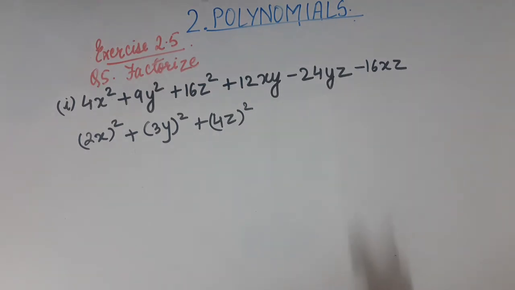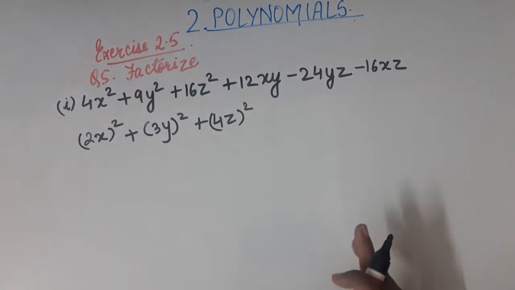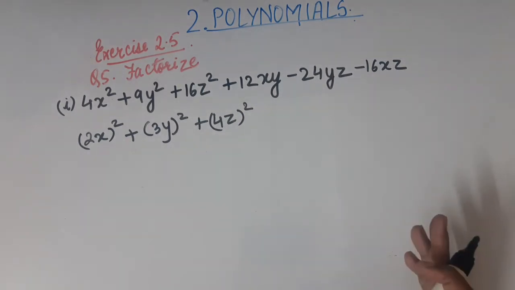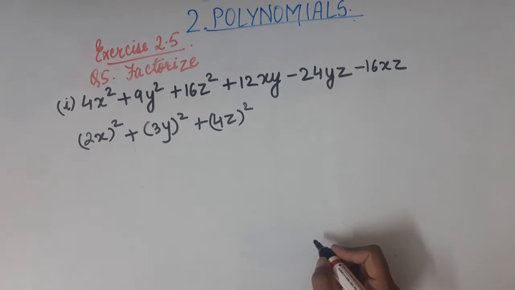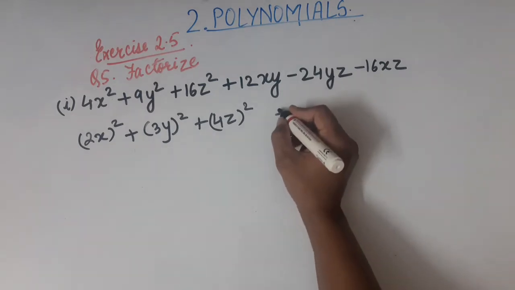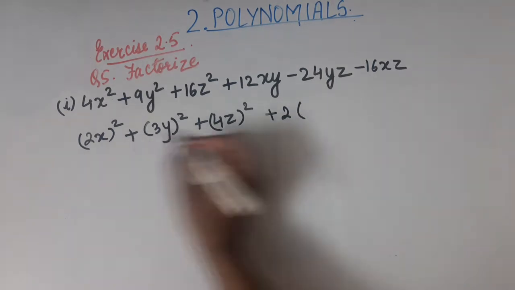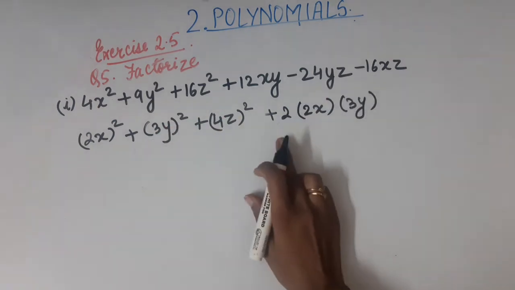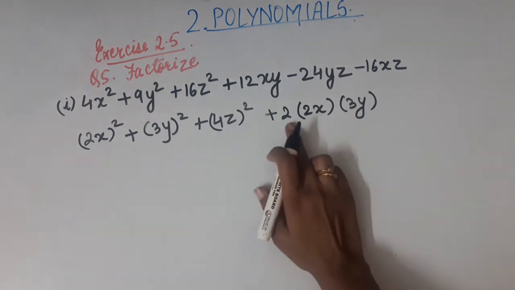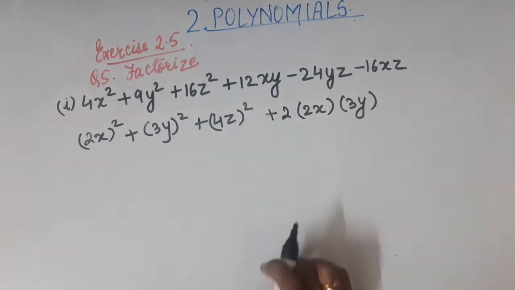Now from this we can guess which identity it is. It is a square plus b square plus c square, and the next terms are 2ab plus 2bc plus 2ac. So plus 12xy, I can write as plus 2 into AB. What is your A? 2x. And what is your B? 3y. Now if you solve, 2 into 2, 4; 4x into 3y, we get 12xy.